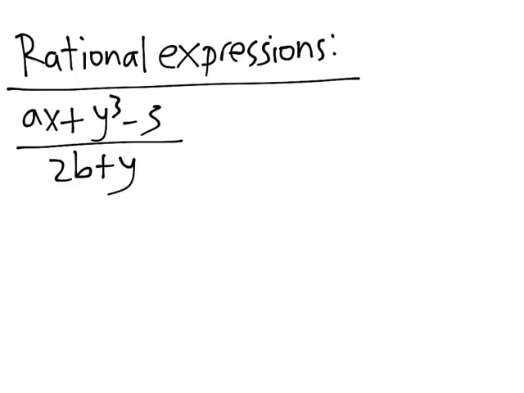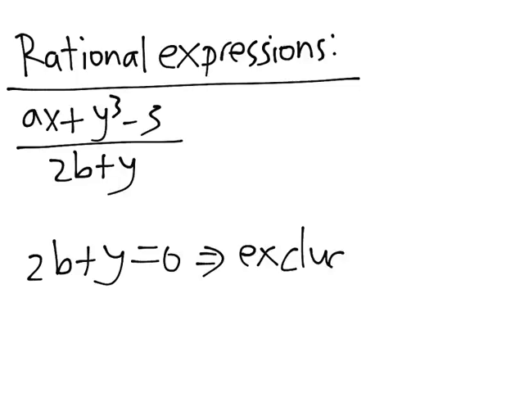equal to 0. If we do have 2b + y = 0, then these values of b and y are excluded values. So we don't consider these values to be part of the domain of this rational expression.